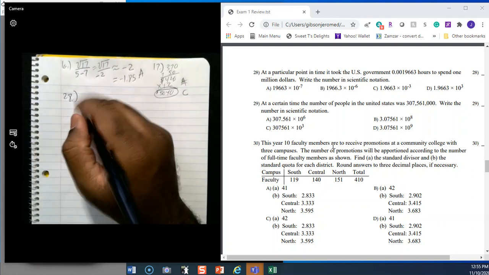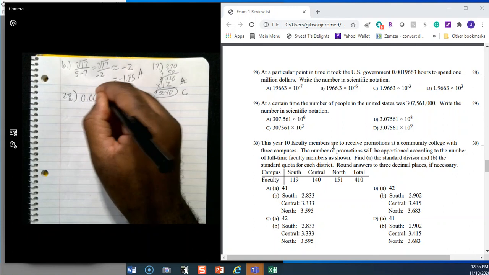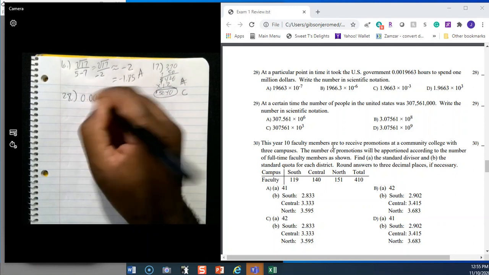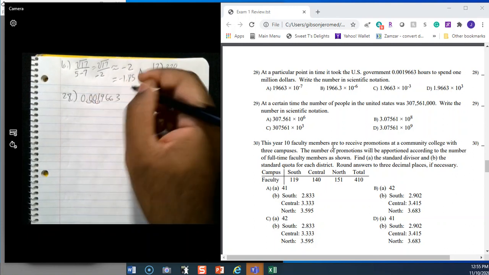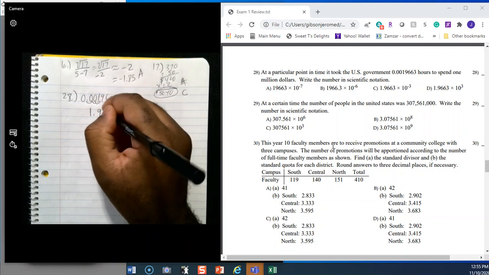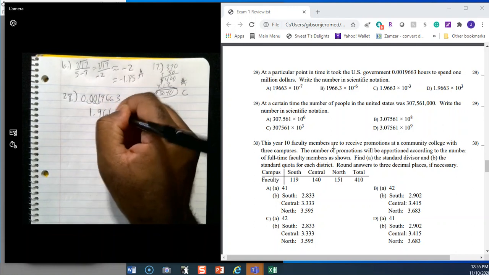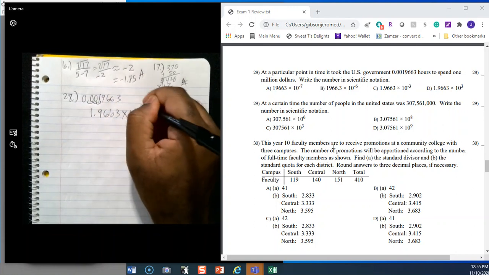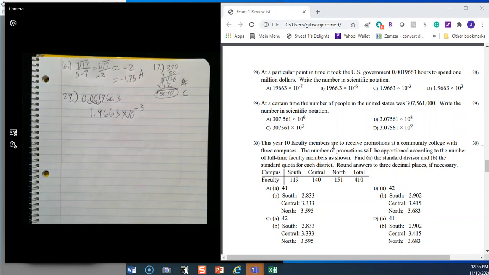So if we move that decimal, let me put this. So we move this decimal 1, 2, 3 spaces. So it'd be 1.9663 times 10 to the negative 3 power. So that would be C.